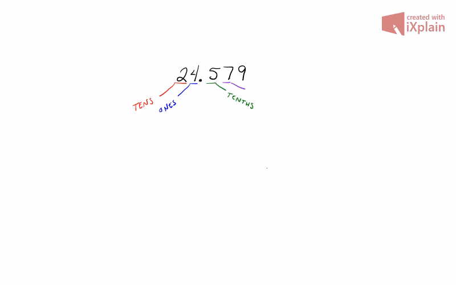So that means that my 7 is in the hundredths place. And then I also have a 9 in the thousandths place. And then it continues, so then it's 10,000ths, 100,000ths, millionths, 10 millionths, 100 millionths, billionths, and so on.